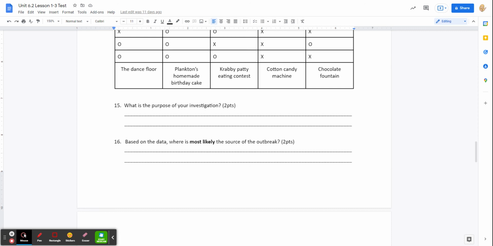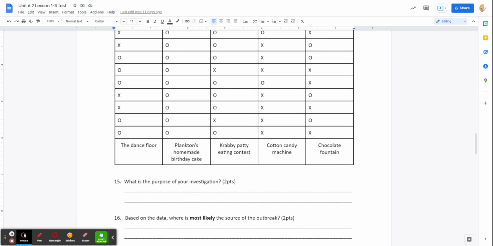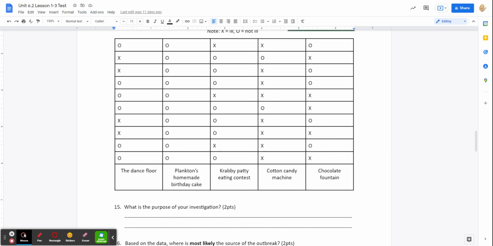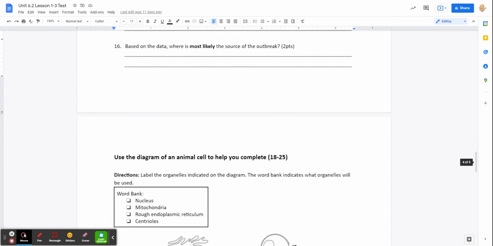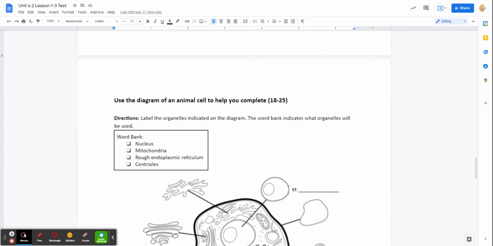16, based on the data, so looking at our epidemiology graph, where is most likely the source of the outbreak? So based on the data in the epidemiology graph, where do you think is most likely the source of the outbreak? If you need a pause to write, feel free, no rush. But I'm going to move on to the next one.